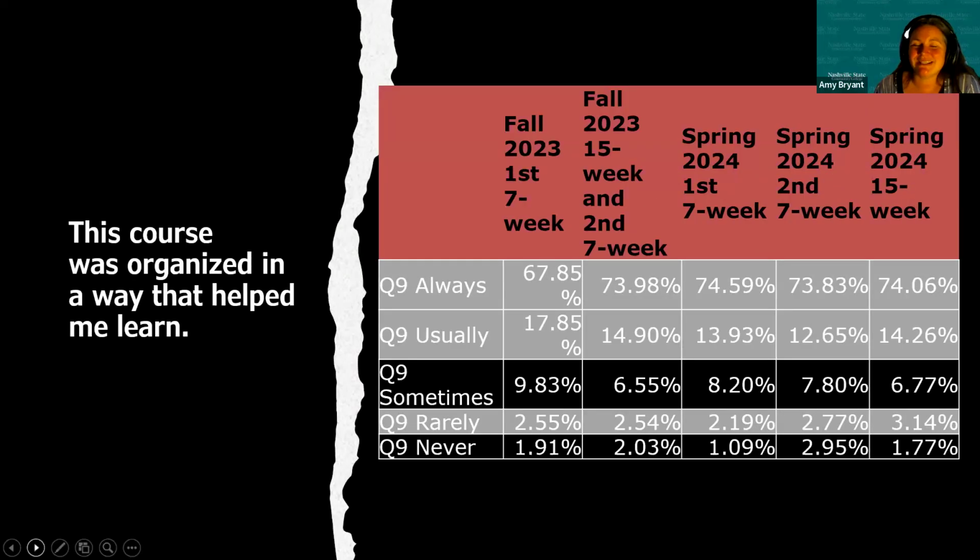This course was organized in a way that helped me learn. We can see across the board, first seven weeks was a little lower on this one. Others were all in the 70s range. Our nevers are all below 3% for how the course is organized.